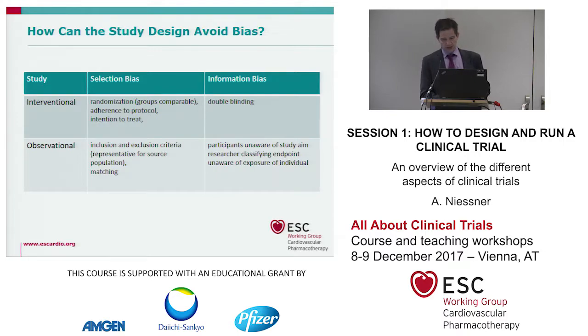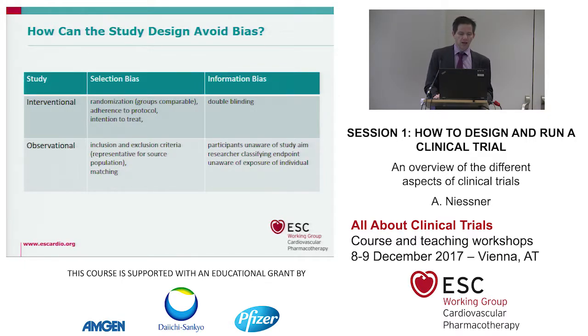Before we go to the example, it gets a little bit more complicated, because the study design is the important thing to prevent bias. So if you want to prevent selection bias in an interventional trial, you have to do randomization to make groups as comparable as possible. And once you have done randomization, you also need to adhere to the protocol to make sure that both groups are treated in the same way.